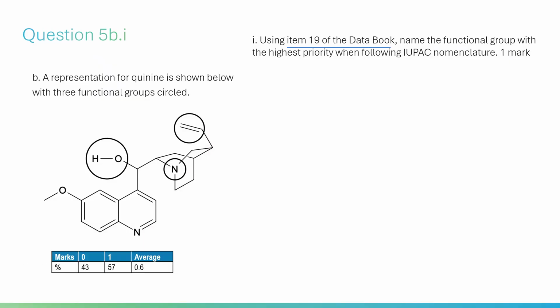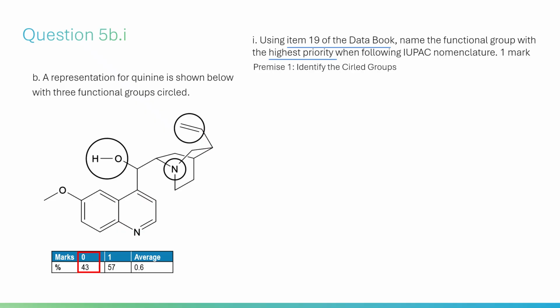Using item 19 of the data book, name the functional group with the highest priority when following IUPAC nomenclature. 1 mark. This is a straightforward data book lookup question, yet it still tripped up 43% of students. The breakdown typically occurs because students mistake the name of the functional group for its corresponding organic molecule family, or they simply misread the priority table order.